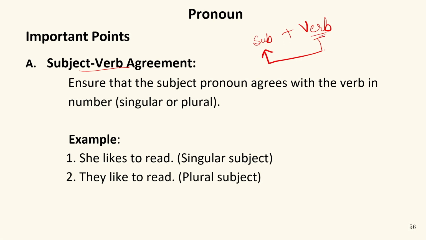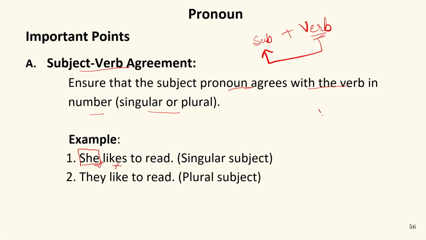It means if the subject is singular, the verb should be singular. If the subject is plural, the verb should be plural. So, ensure that the subject pronoun agrees with the verb in number, that is singular or plural. For example, she likes to read. Now we can see here the word she. Now she is the subject and she is a singular subject. Therefore, we use likes. Just because she is a singular subject, we use likes.